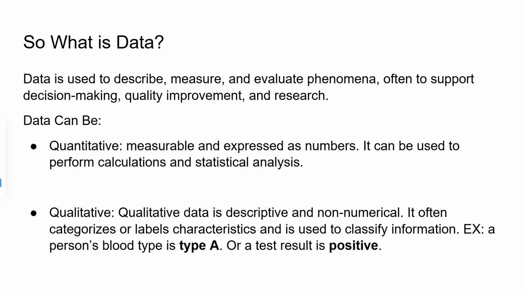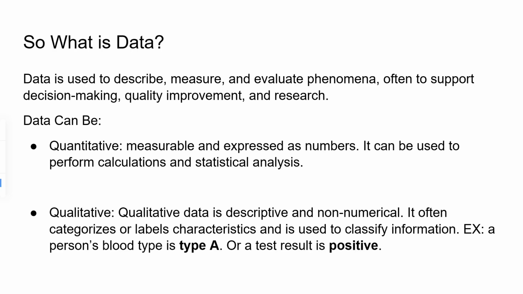So what is data? Data is used to describe, measure, and evaluate phenomena, often to support decision-making, quality improvement, and research. Data can be quantitative or qualitative. Quantitative typically involves numbers. It's measurable and expressed as numbers. It can be used to perform calculations and statistical analysis. Qualitative data is descriptive and non-numerical. It often categorizes labels or characteristics and is used to classify information. For example, a person's blood type is A, or a test result is positive.